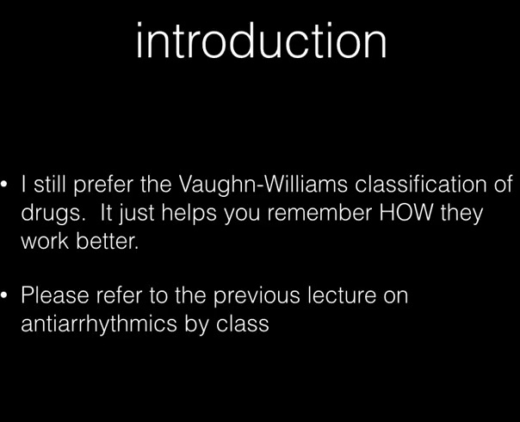In this lecture, I will discuss drugs by class according to the Vaughan-Williams classification. So just to introduce you, I still prefer the Vaughan-Williams classification of drugs. This is a classification that groups them by how they work. For example, Class I is sodium channel blockers, Class II is beta blockers, Class III is potassium channel blockers, and Class IV is calcium channel blockers. In this lecture, we will discuss classes 1, 3, and 4.